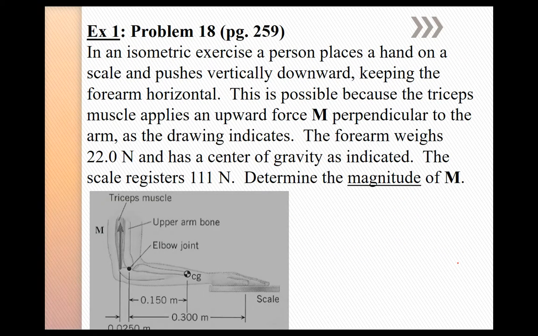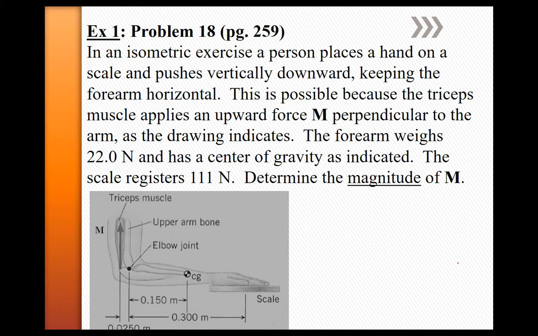Okay, so in an isometric exercise, a person places a hand on a scale and pushes vertically downward, keeping the forearm horizontal. This is possible because the triceps muscle applies an upward force M perpendicular to the arm, as the drawing indicates. The forearm weighs 22.0 newtons and has a center of gravity as indicated. The scale registers 111 newtons. I want to determine the magnitude of M.